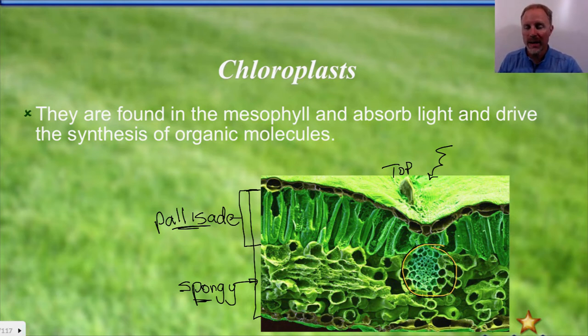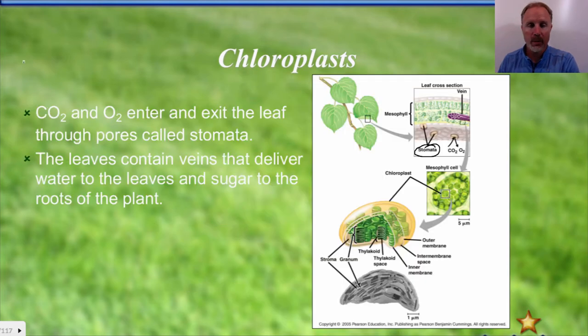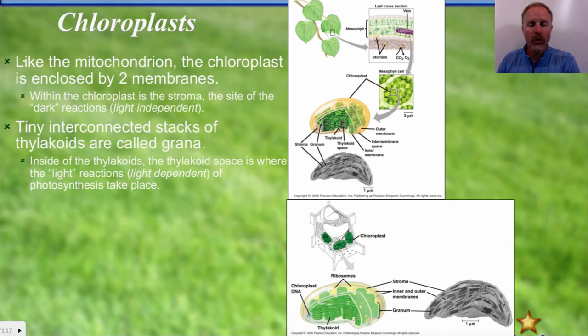So the xylem and phloem. The xylem is going to bring the water up to help assist with gas exchange, and then the phloem is going to take the sugars that are created down to the roots of the plants and store them in the sinks and that sort of thing. Okay, so chloroplasts and mitochondria are very similar. They're both enclosed by two membranes, and then within the chloroplast is the stroma. That's the liquidy interior of the chloroplast, and this is where the light-independent reactions take place.